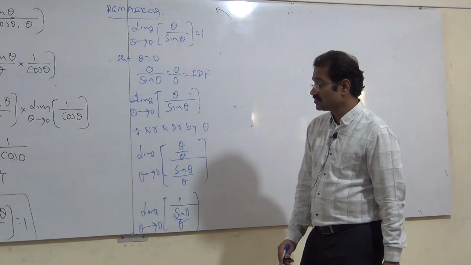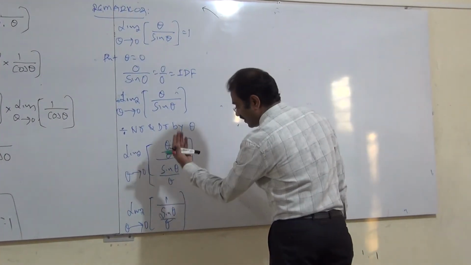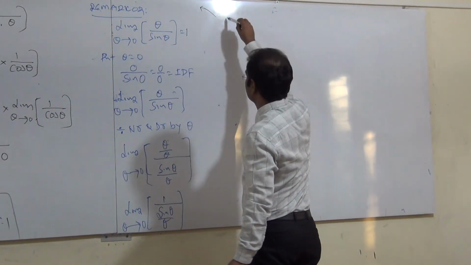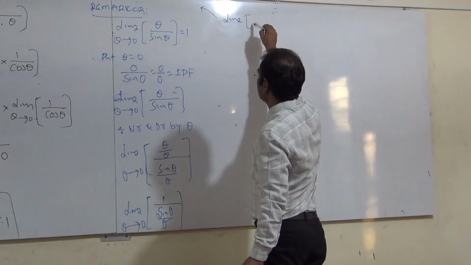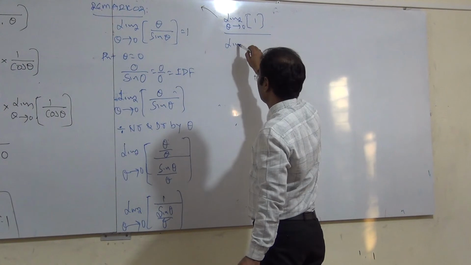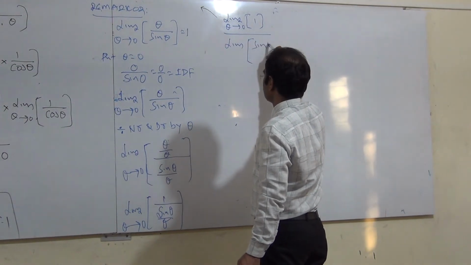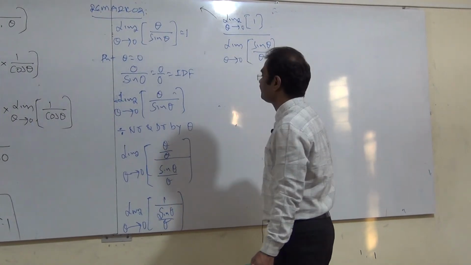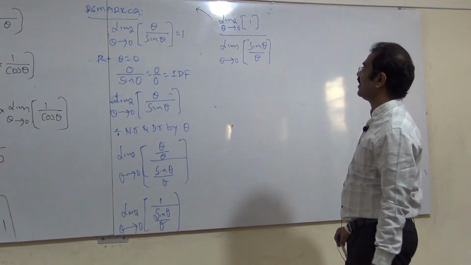Now what we have to do? Apply the limit to the numerator and the denominator. Therefore, limit of 1 as theta tends to 0 divided by limit of sin theta by theta as theta tends to 0. Observe carefully.